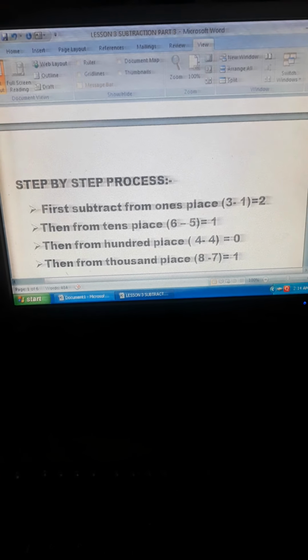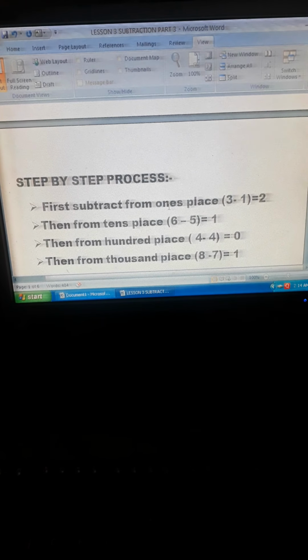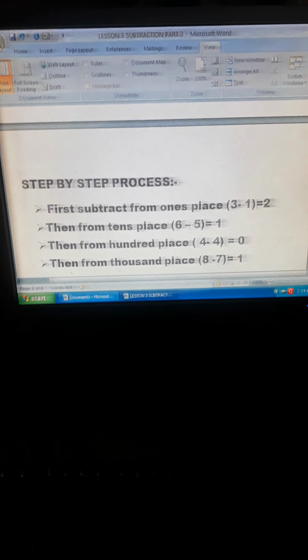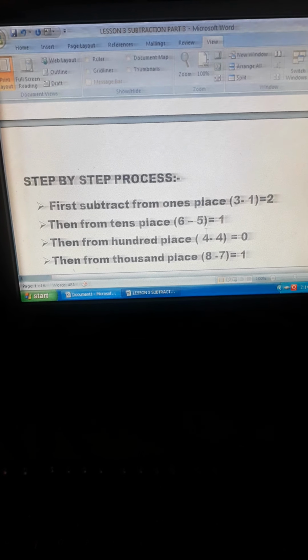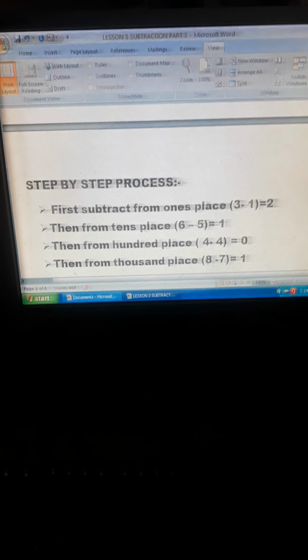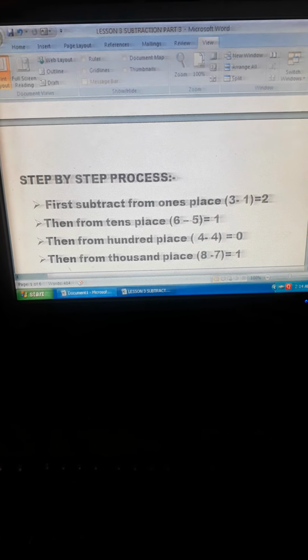First subtract from the ones place, that is 3 minus 1, 2. Then from the tens place, 6 minus 5, 1. Then from the hundreds place, 4 minus 4, 0. Then from the thousands place, 8 minus 7, 1.